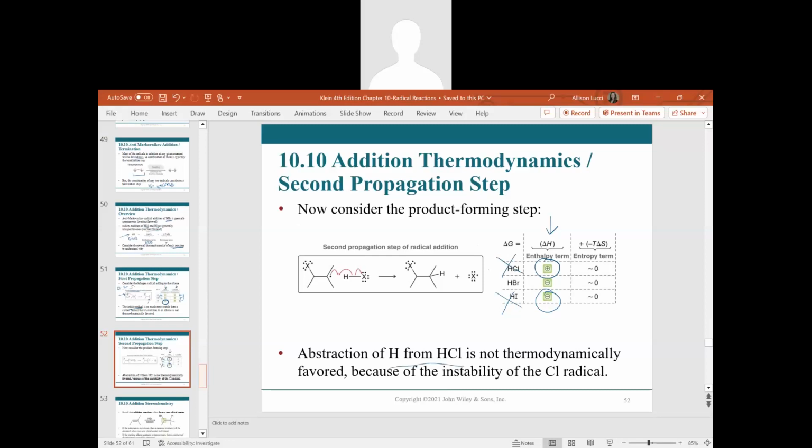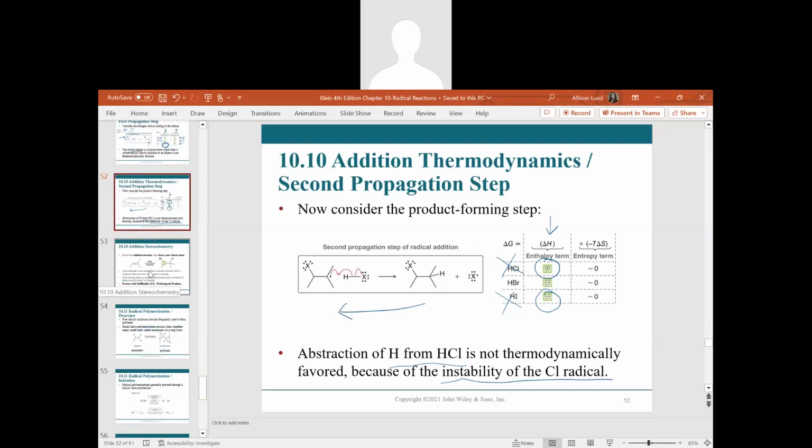So this abstraction of H from HCl is not thermodynamically favored. Again, this is due to that radical, but instead of it being so stable, in this case, the chlorine radical is that unstable. So we would be reactant favored in this case.